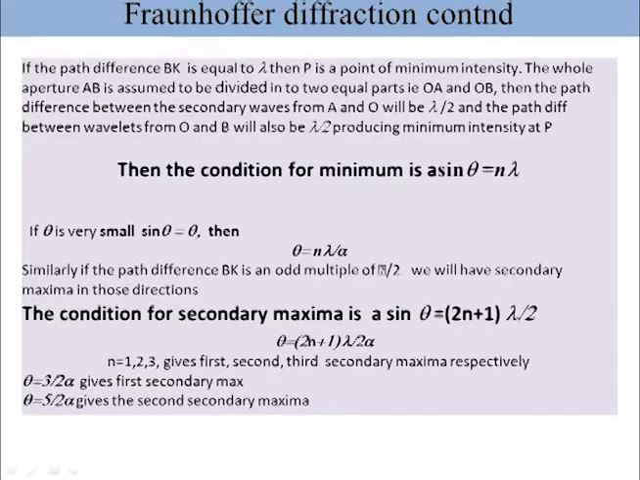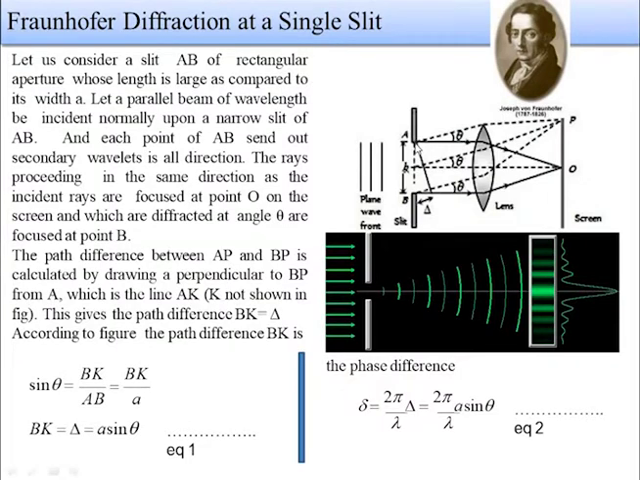If we assume that the secondary wavelets starting from A and reaching P, and similarly the secondary wavelets starting from B and reaching P, have a path difference delta which is equivalent to an integral multiple of wavelength lambda, we'll get a minimum at the point P. So it will be a point of minimum intensity at P if the path difference is an integral multiple of lambda. So normally a question arises.